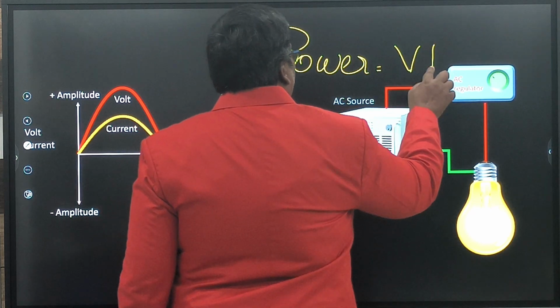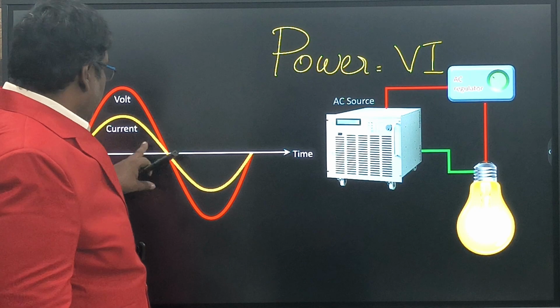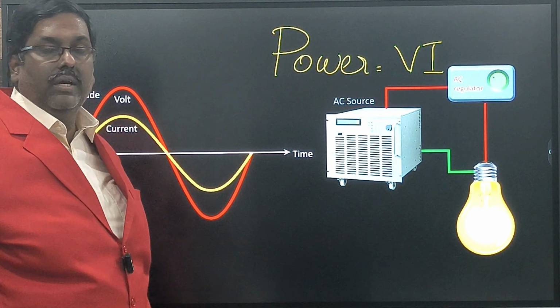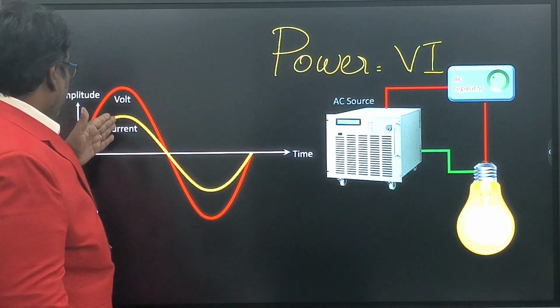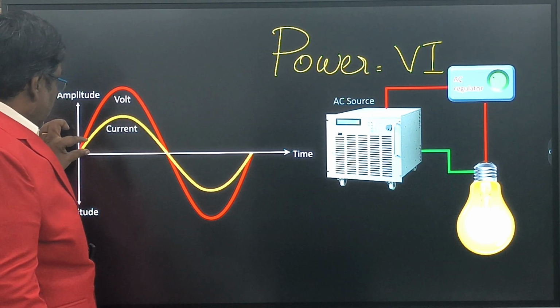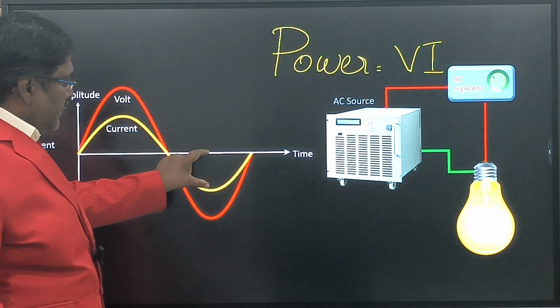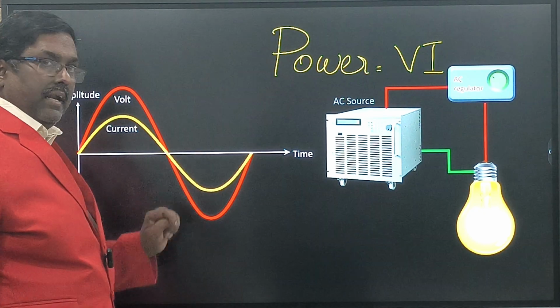Voltage into current, and there is no phase difference. So it is simply voltage into current. If you multiply voltage into current at every point, here is this much current, this much voltage. Here this much current, this much voltage. Here this much current, this much voltage. But both are negative.